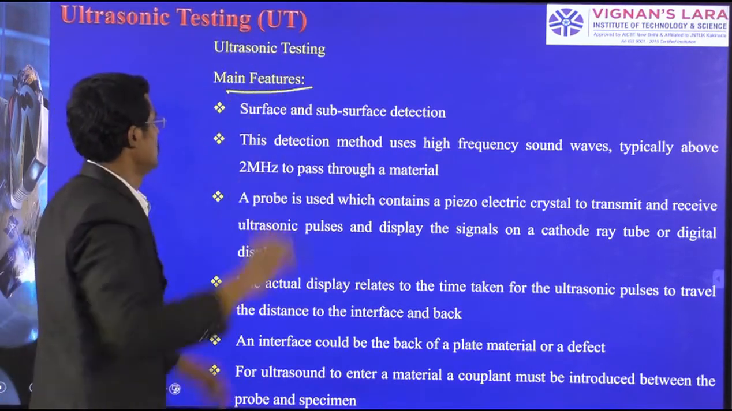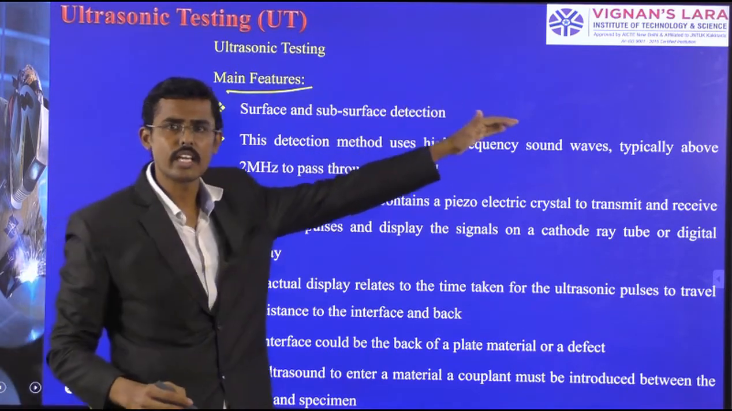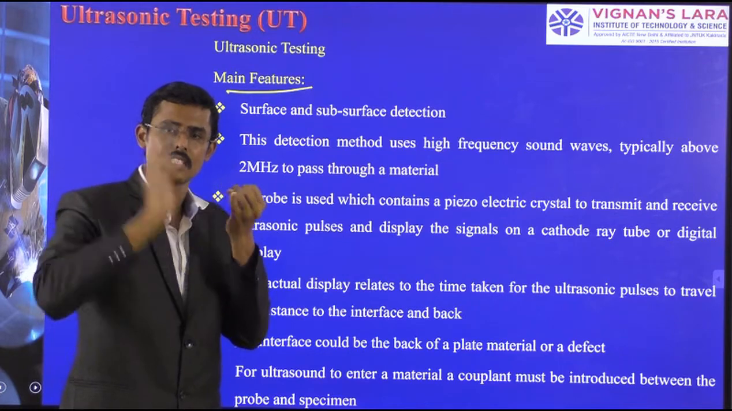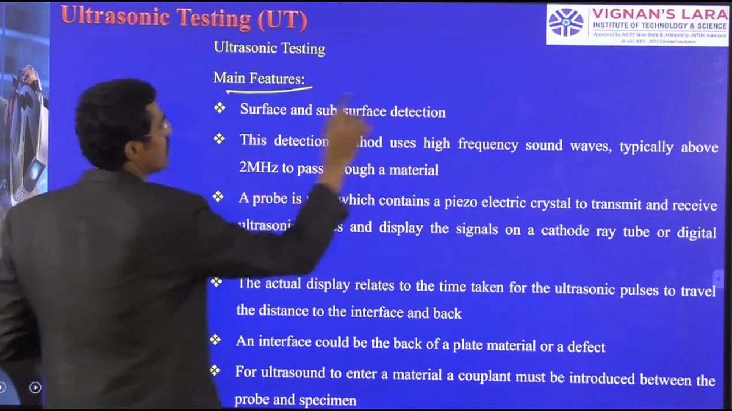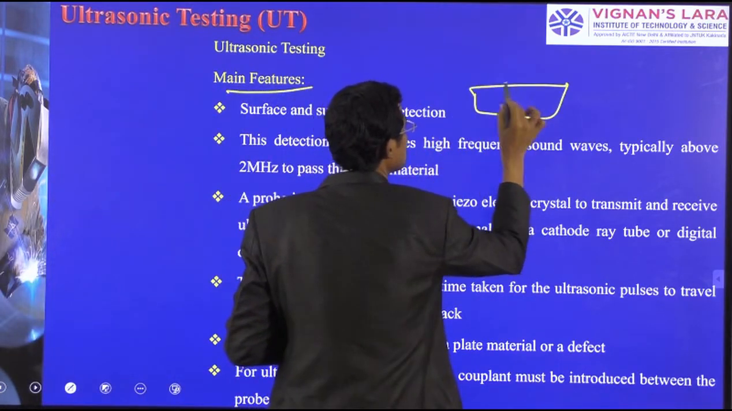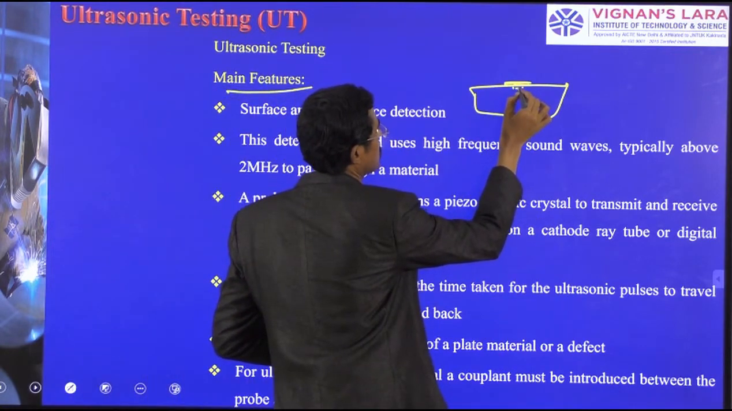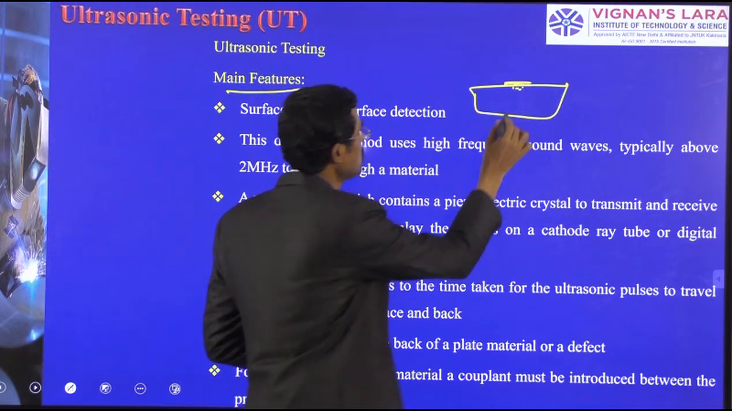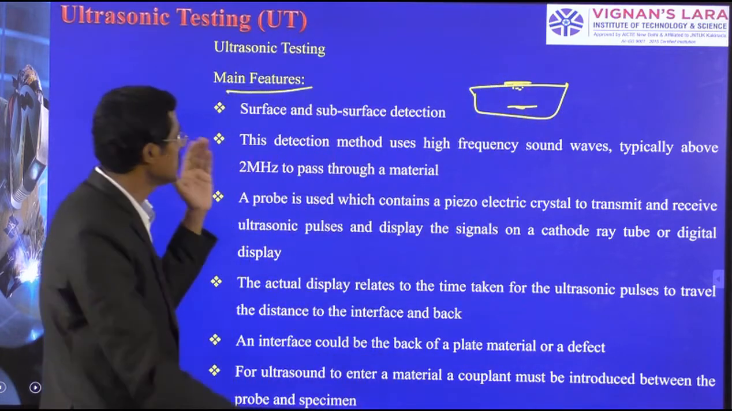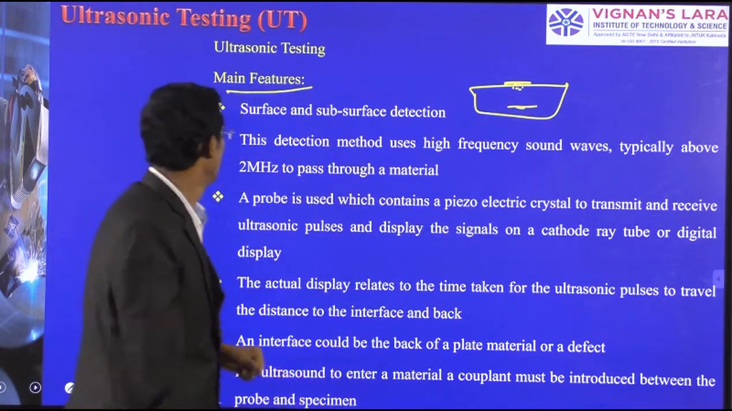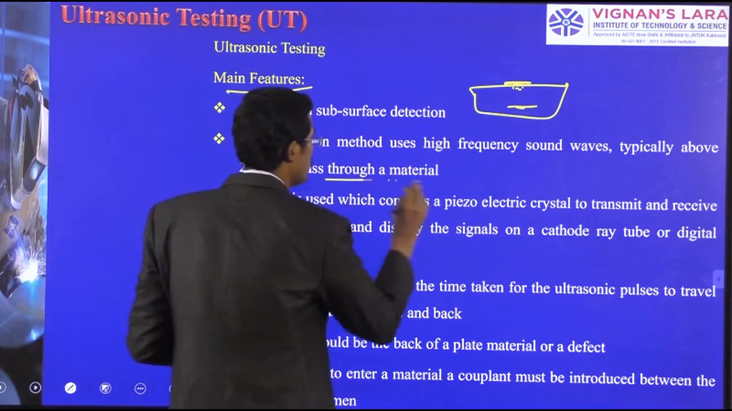The main features: surface and subsurface defects can also be detected. We have seen radiography, in which also surface and subsurface defects are detected. I am naming this as the surface, and subsurface means this is the subsurface, the inner layer. This method uses high frequency sound waves, typically about 2 MHz, to pass through the material.